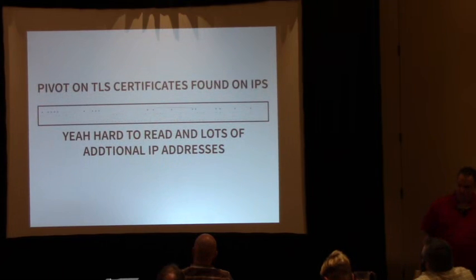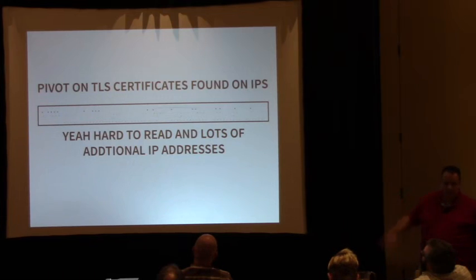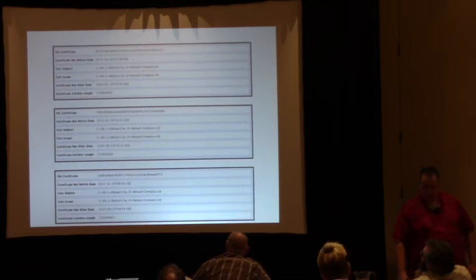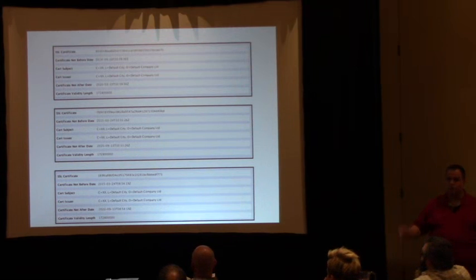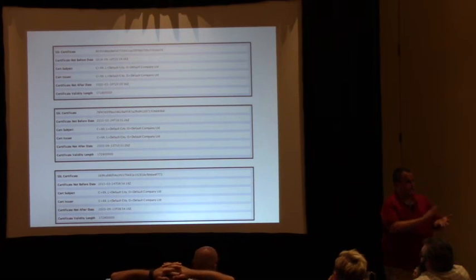So we pivot on the TLS certificate. Again, very hard to read because it's hard to do multi-use screenshots in a small browser window. There are 3 little clusters at the bottom, all new IPs that are related to the TLS certificates. So let's take a look at those certificates. Does anyone see anything in common with all 3 of those certificates? So yeah, the issuer is the same.